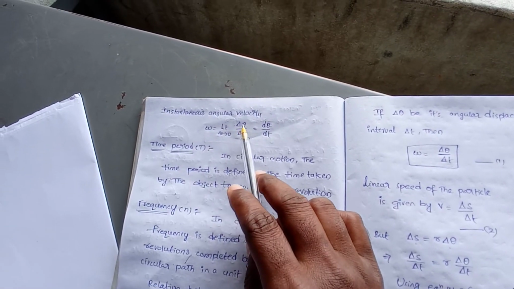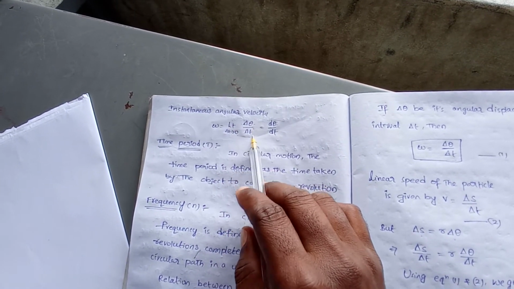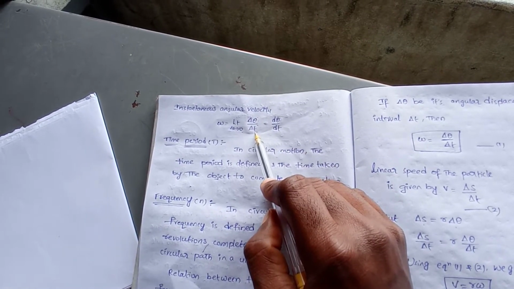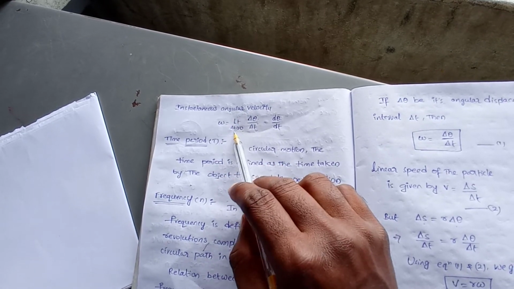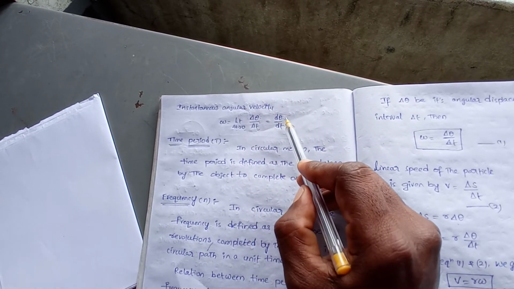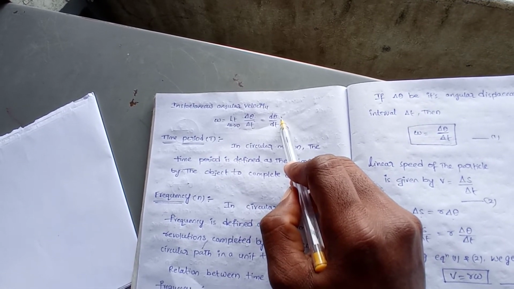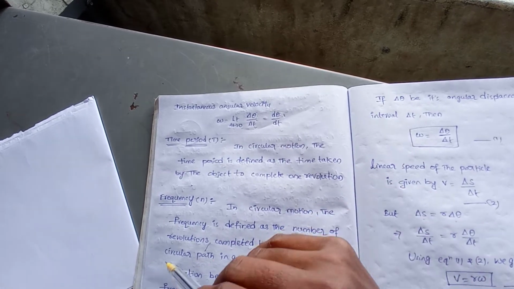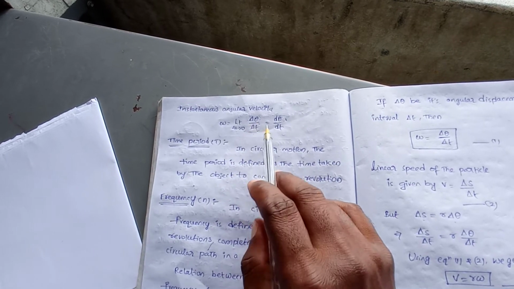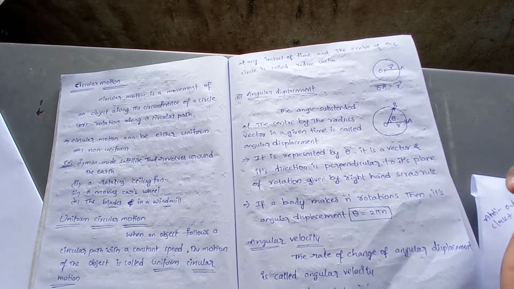What is instantaneous angular velocity? Limit delta t tends to 0, delta theta by delta t. So this is a total displacement per total time. Limit delta t tends to 0, delta theta by delta t equal to d theta by dt. So this represents instantaneous angular velocity. Already we have discussed instantaneous and average in the previous chapter, motion in a straight line. This is the instantaneous angular velocity, d theta by dt. So this is the angular displacement and angular velocity.